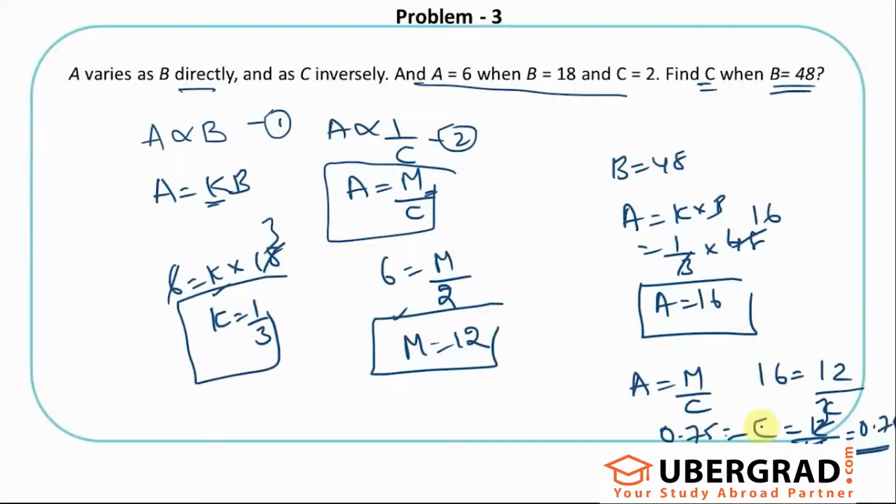Important point to keep in mind, again: two different variations. A is directly proportional to B, and A is inversely proportional to C. I use two different variables to write the equations. They can't be the same variables. Do not mix them up and get the wrong answer.